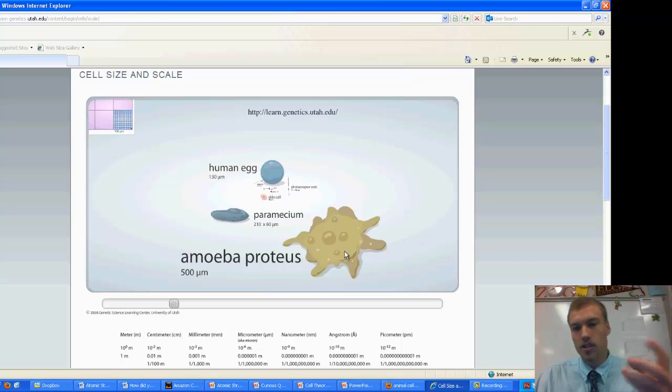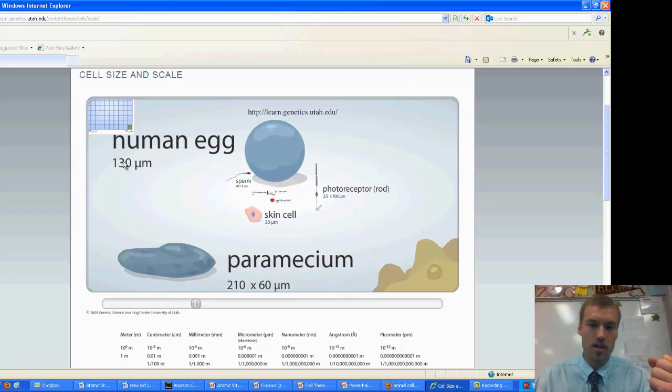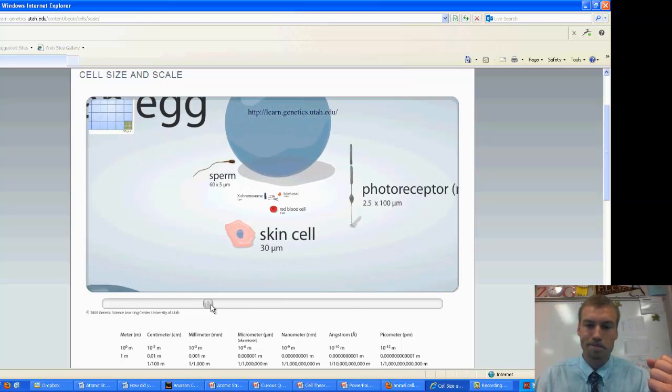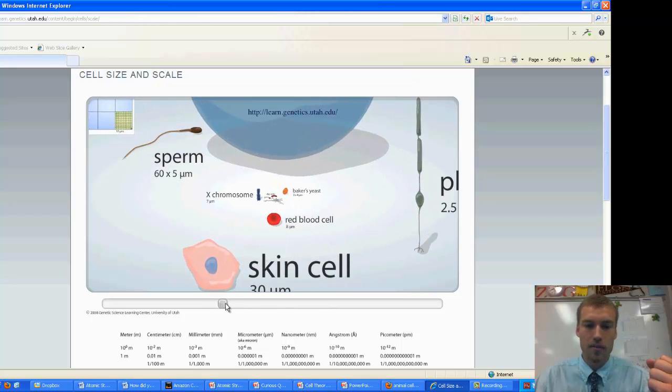Okay, so our first type of cell is going to be an amoeba, and that's 500 micrometers. You get a little closer. You see a human egg cell is only 130 micrometers. Right? Getting a little closer, photoreceptors. Those are in your eyes. There's a skin cell, 30 micrometers.